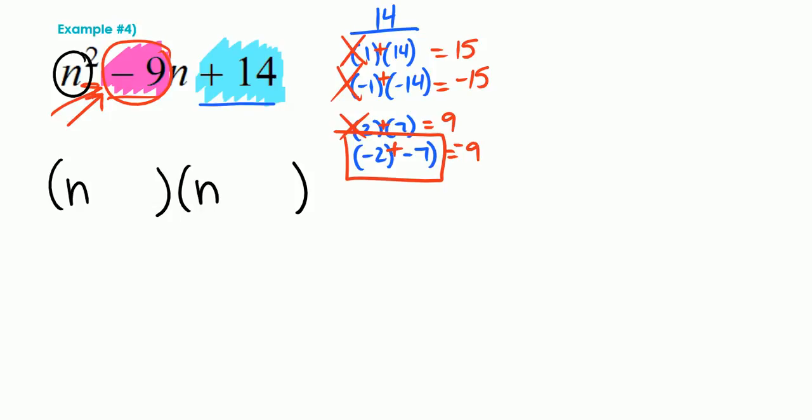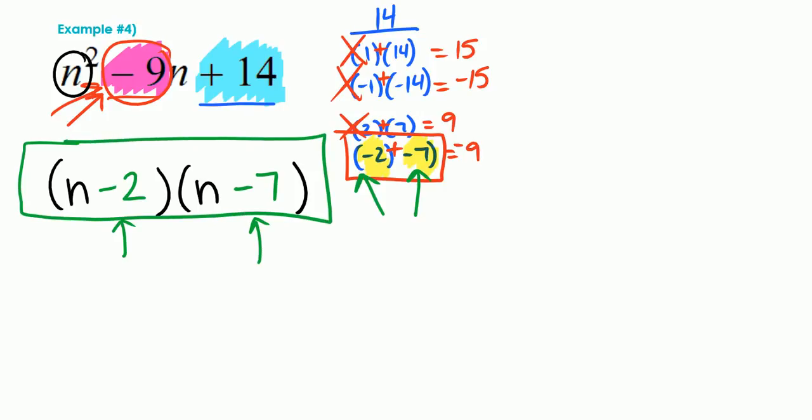Now we will finish by adding each factor to each variable inside those parentheses. Our first factor is a negative 2, so instead of writing plus 2, I'm going to write minus 2. Again, that's because it is negative. Our second factor is a negative 7, so again, instead of writing plus 7, I'm going to write minus 7. Again, that's because it is negative. So since both of our factors were negative, we had negative 2 and negative 7, we wrote minus 2 and minus 7. And finally, we have finished factoring that quadratic trinomial into n minus 2 times the quantity n minus 7.